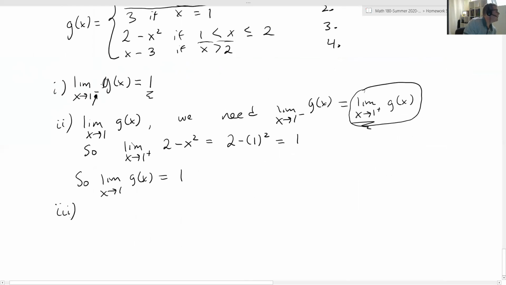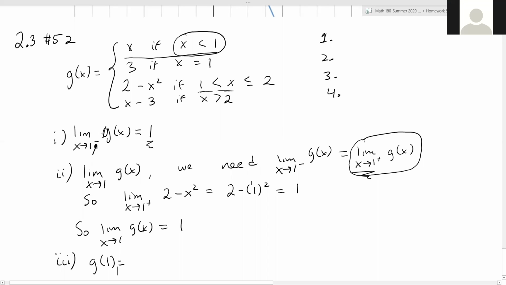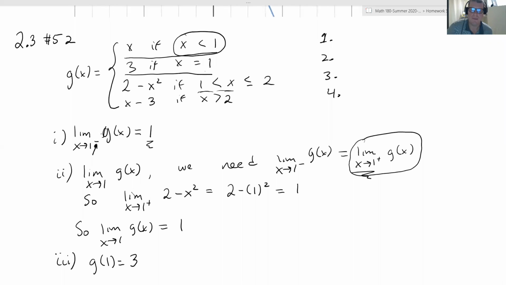Right, number 3, we want g of 1. What's g of 1 going to be? There we are. 3. Yeah, you're going to use number 2, but the answer is 3. So yeah, it's going to be 3, and that's because if x equals 1, this equals 3. Okay, yep.